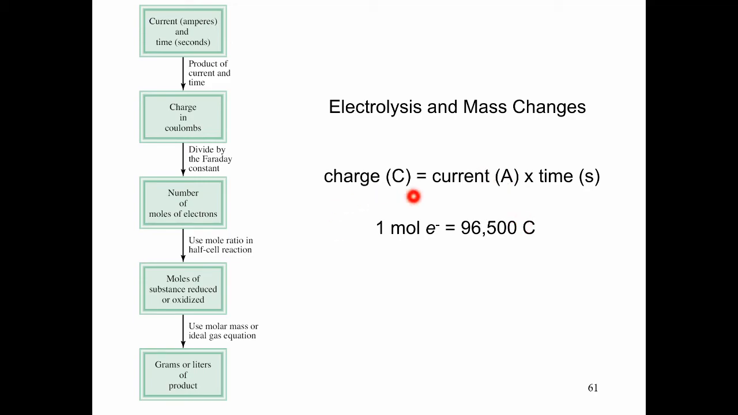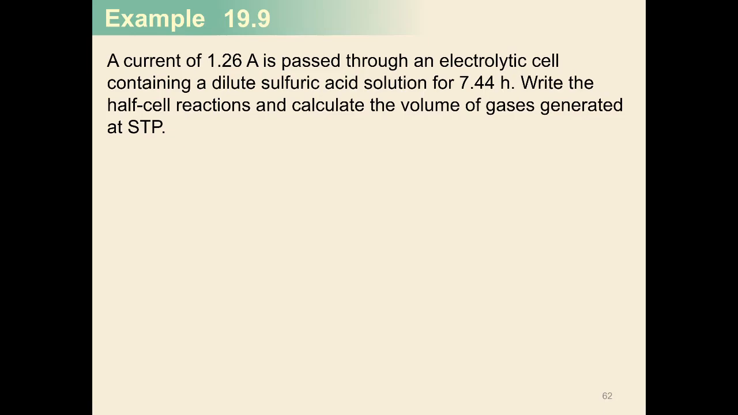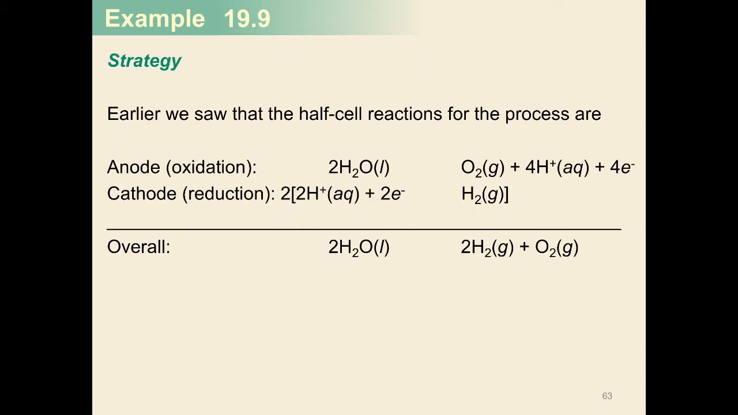And if you know the moles of electron, we will know the moles of the substance reduced or oxidized, and you will get the amount of product that will be deposited. So for example, you have a current of 1.86 ampere passing through the electrolytic cell containing a dilute sulfuric acid solution for 7.44 hours. So what is the half-cell reaction, and calculate the volume of gases generated at STP.